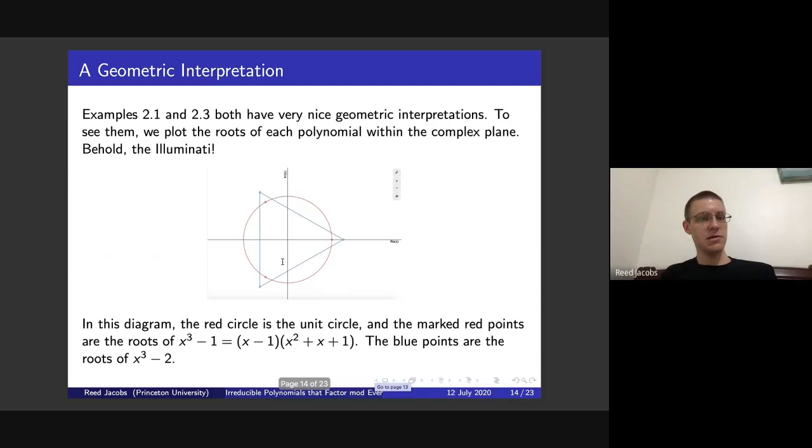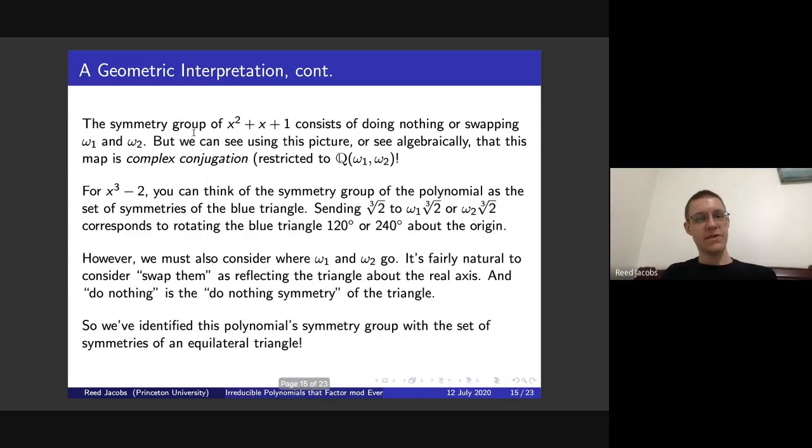To see what the symmetry group does to this picture: the symmetry group of x squared plus x plus 1 either fixes both omega 2 and omega 1, or it swaps them. And if it swaps them, notice that they're complex conjugates since they're symmetric about the real axis. So swapping omega 1 and omega 2 is the map complex conjugation. Technically, it's complex conjugation restricted to this set, because this set is not all of the complex numbers, but this is a technical point that doesn't really matter.